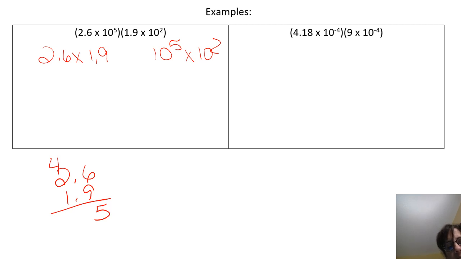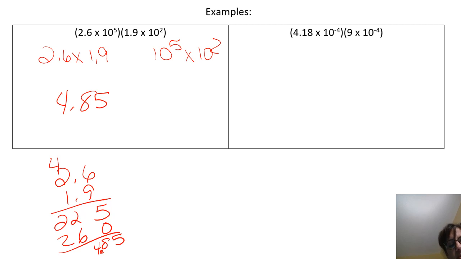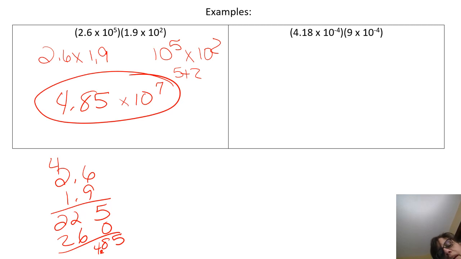See here, 18 plus 4 is 22, and then I get 6 and 2, 5, 8, and 4. So we got 2 decimals, so move over two, it's 4.85, which is good. That's between 1 and 10. Now times 10, and we need to do our addition of our exponents. 5 plus 2 is 7. So our final answer is 4.85 times 10 to the 7th.